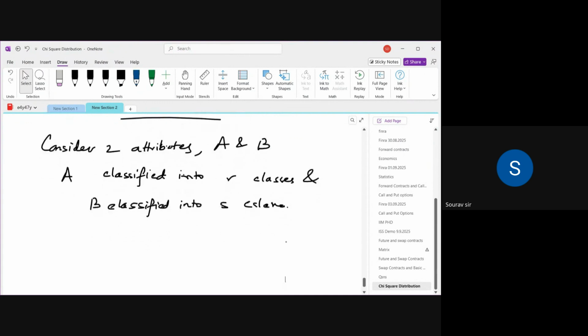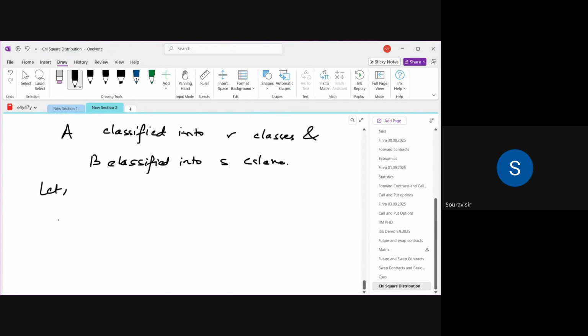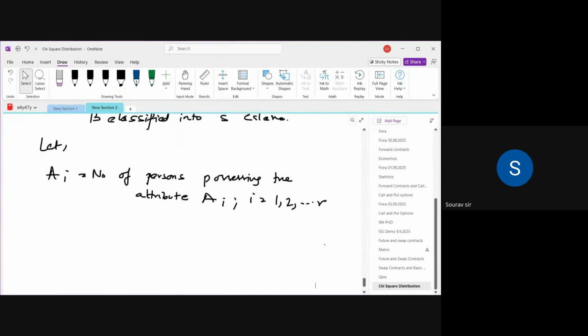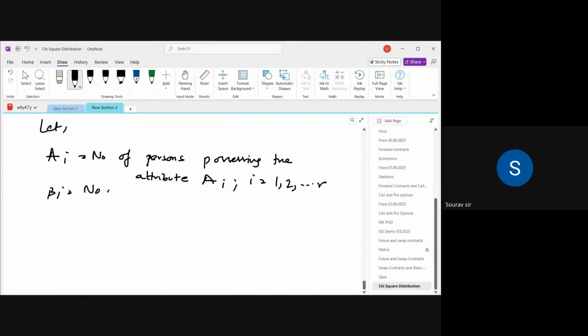So here, let Ai be the number of persons possessing the attribute, say Ai, so i is equal to 1 to R. Okay. And Bj means the number of persons possessing the attribute Bj, so that is j is equal to 1 to S.